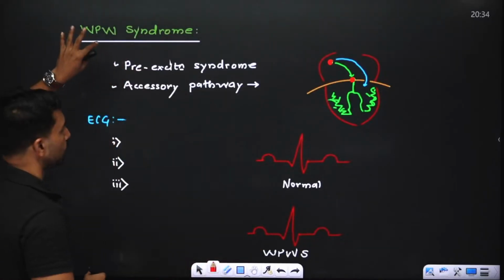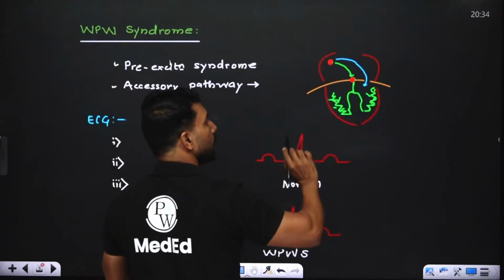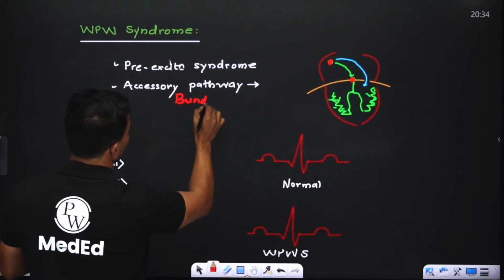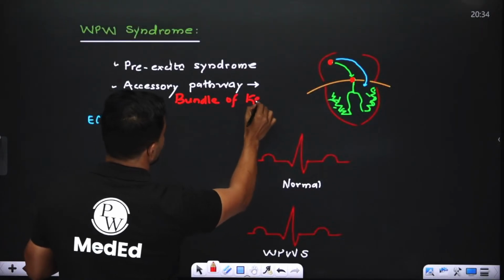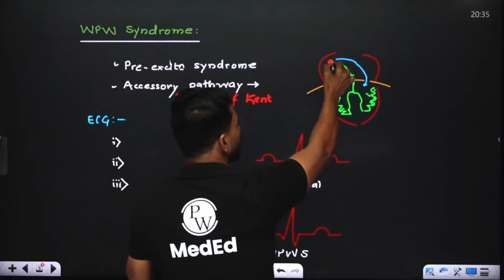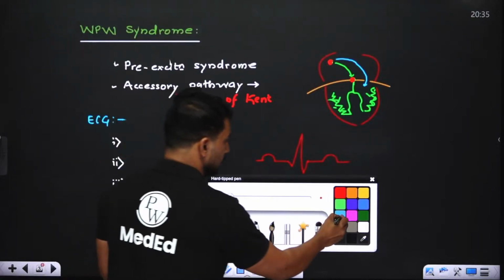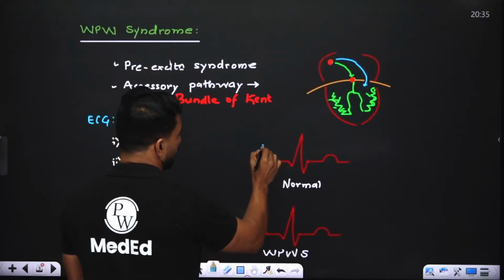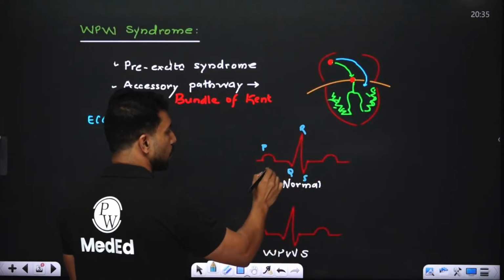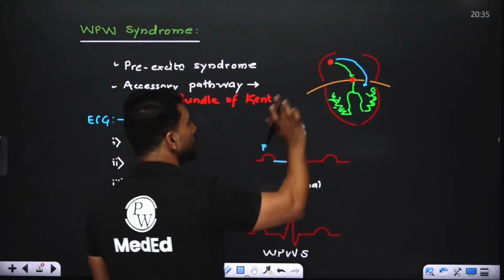But people with WPW syndrome are born with an accessory pathway which directly connects the atrium to the ventricle, bypassing the AV node. This pathway, as we know, is called the bundle of Kent. And because of this, what abnormality will I get? Normally, when an impulse travels from the SA node to the AV node, the AV node does the delay. So in the normal ECG, I will have a P wave and then a QRS. And between the P wave and QRS, I have the PR segment, which is mainly because of this AV nodal delay.